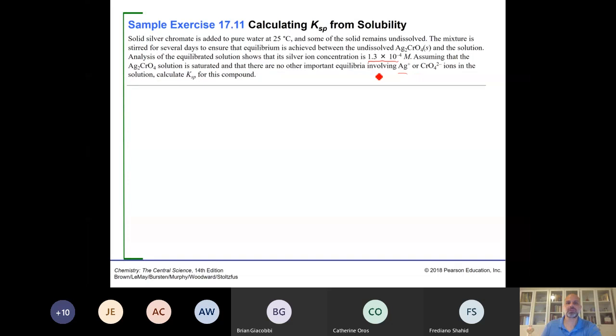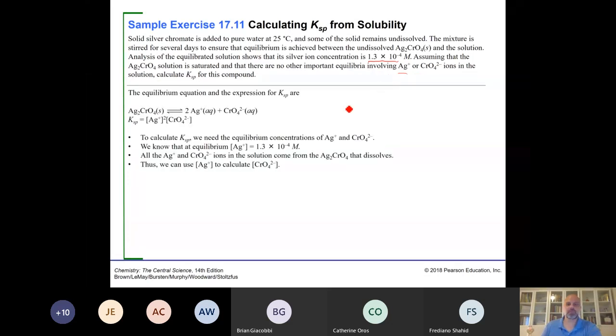I'll refer to each of these parts as we work through. So here's an example. The equilibrium equation and the expression for Ksp are listed. We have our silver chromate, which dissolves to give us 2 silver ions plus the chromate ion. So our Ksp, because we have 2 silver ions, is going to be second order here.